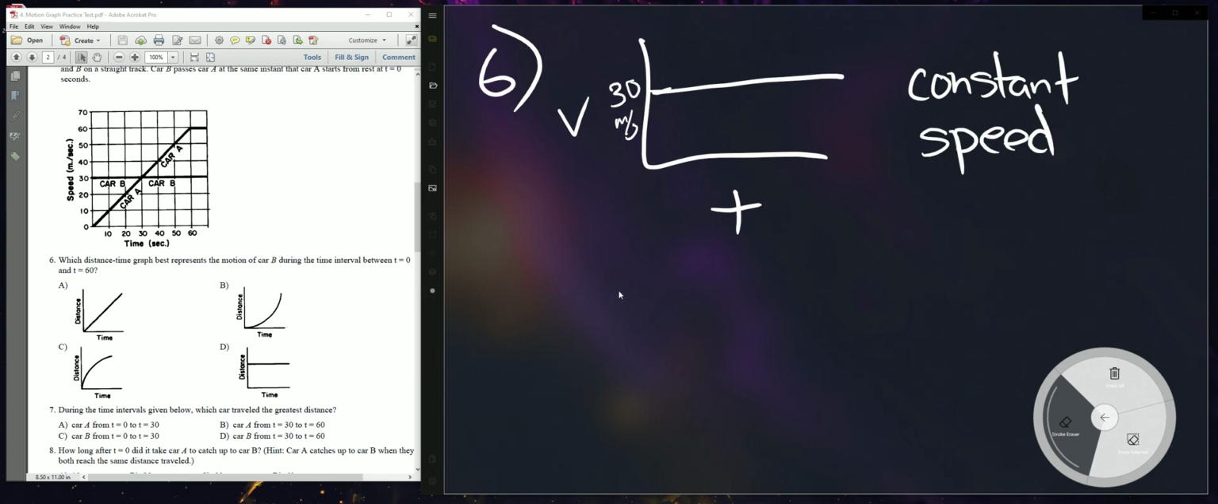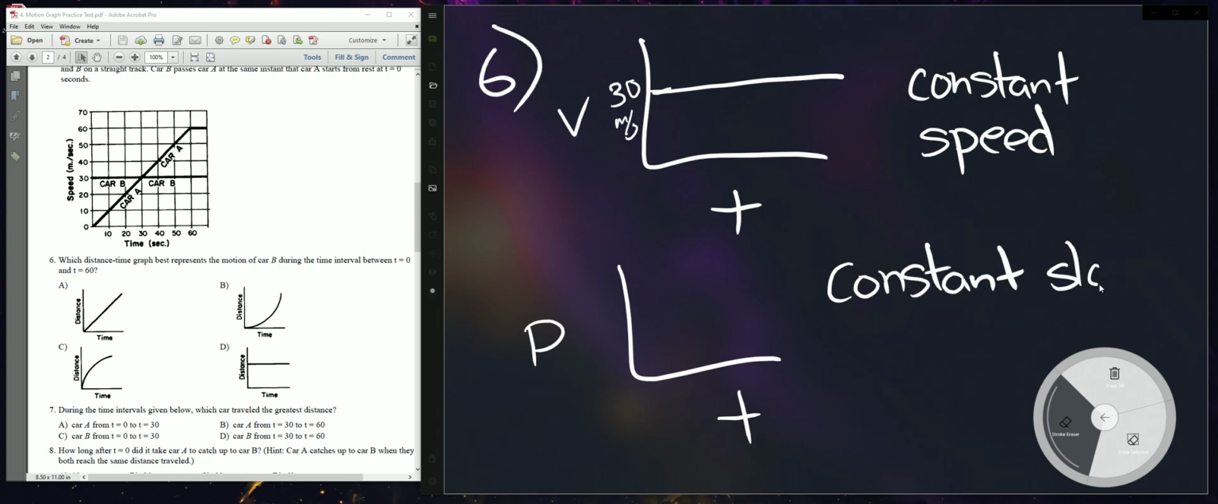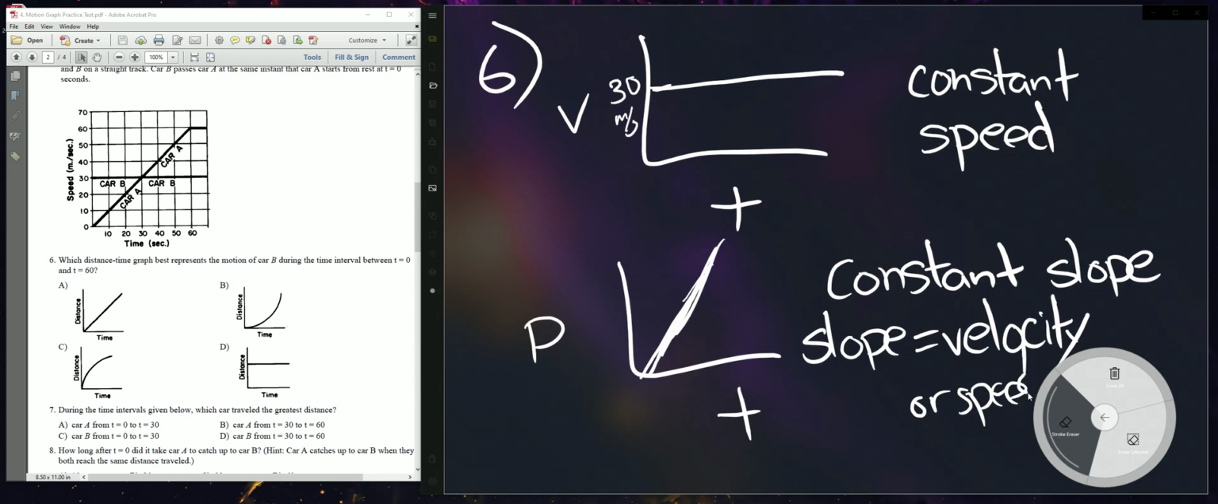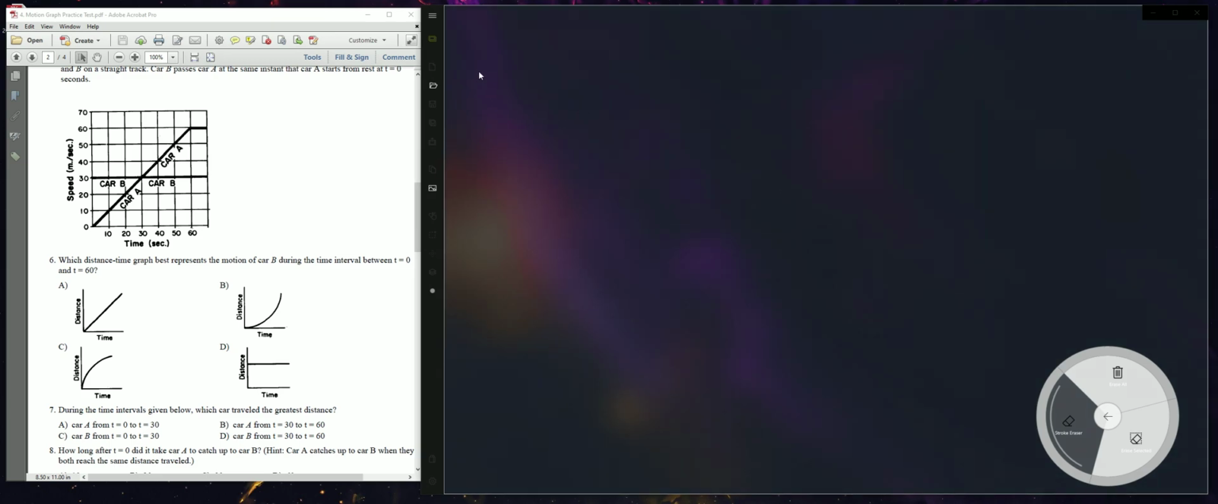What kind of PT graph represents a constant speed? If you have a constant speed, that must mean you have a constant non-zero slope. That must mean that this is the only choice. Is this a constant non-zero slope? And we know that slope on a PT graph is your velocity or speed. Velocity is the vector version of speed. And I already explained what those other graphs mean in the other videos.